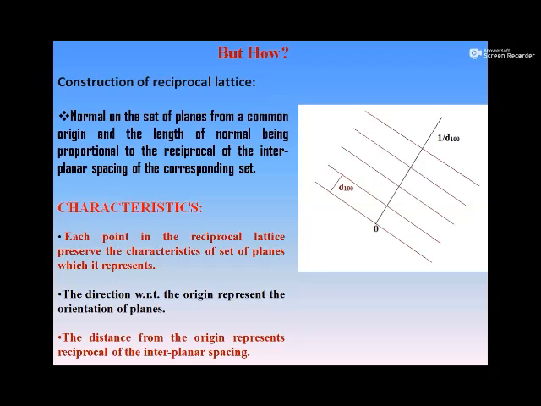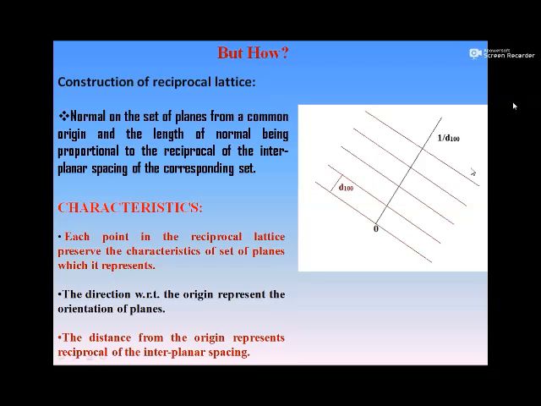Okay, so the construction is basically a normal on the set of planes from a common origin, and the length of the normal is proportional to the reciprocal of the interplanar spacing of the corresponding set of planes. And then the endpoints of the normals form a lattice, which is called the reciprocal lattice, right?